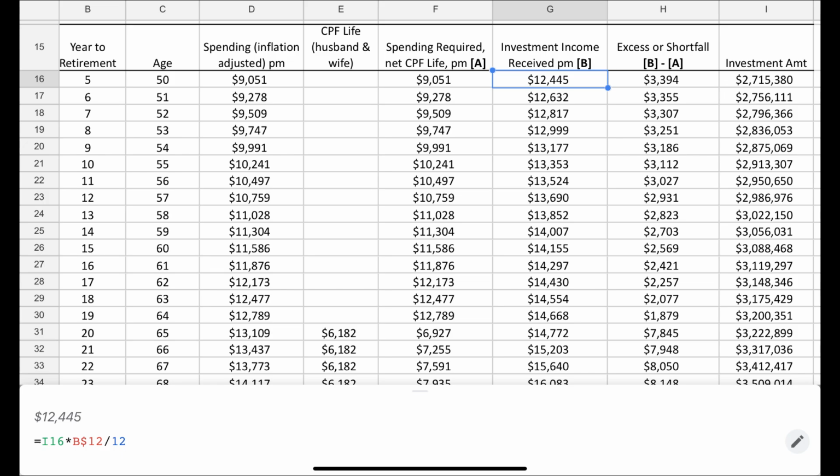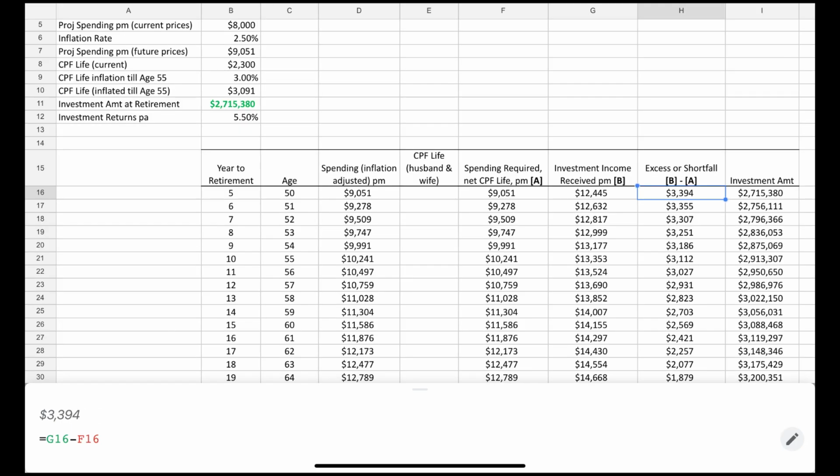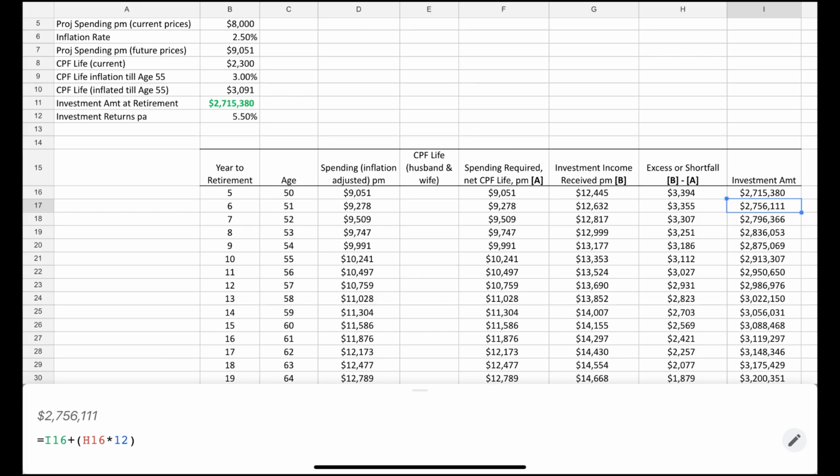This is based on the investment amount in the last column, in column I, and the anticipated return rates. The investment amount in the first year is equal to cell B11, which we will adjust later. A crucial column, H, tracks excess savings or shortfall, highlighting the gap between investment income and the net spending required. This amount is added to the investment amount column in I, in the following year.